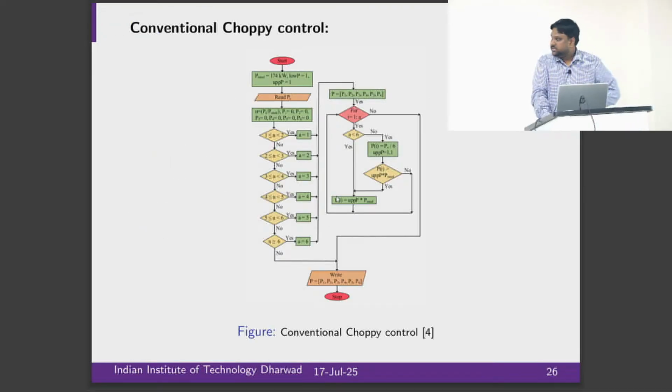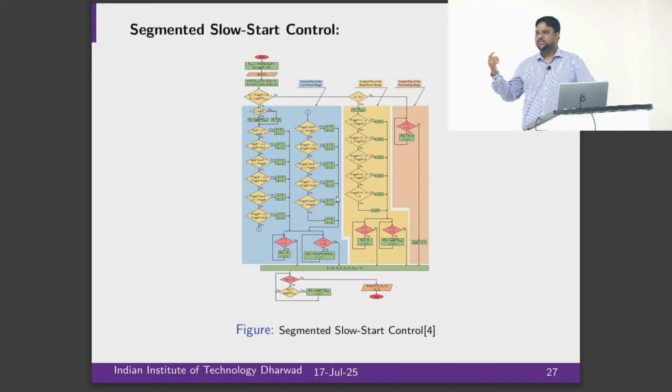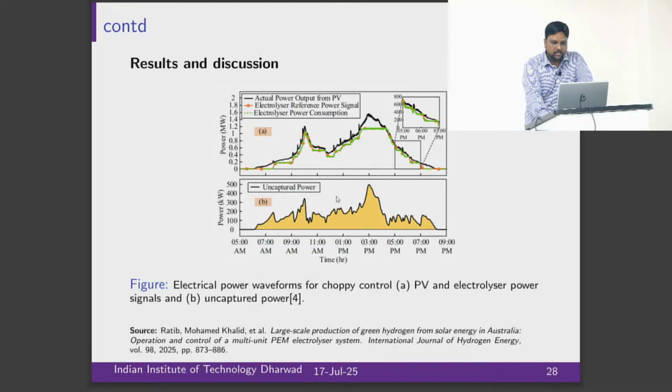So this is that conventional choppy control. You can follow paper reference 4, of course. Depending on each electrolyzer, you match their power rating with the expected power. If it is below minimum or above maximum, you trip them. But instead of this, the segmented choppy has different segments, as I told. It is basically if-else logic, nothing else. They implemented this logic in terms of different segments, high, low and overload conditions, and they ran that.